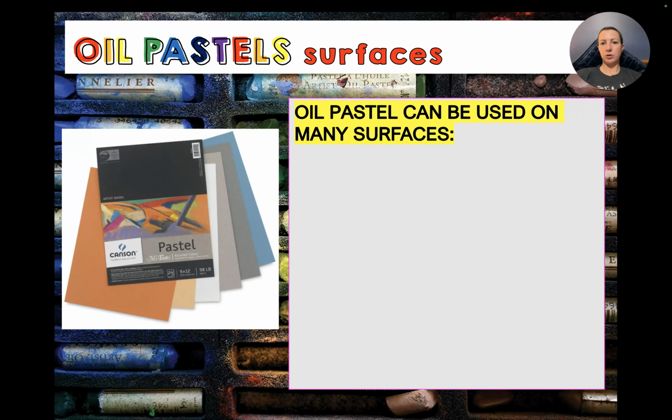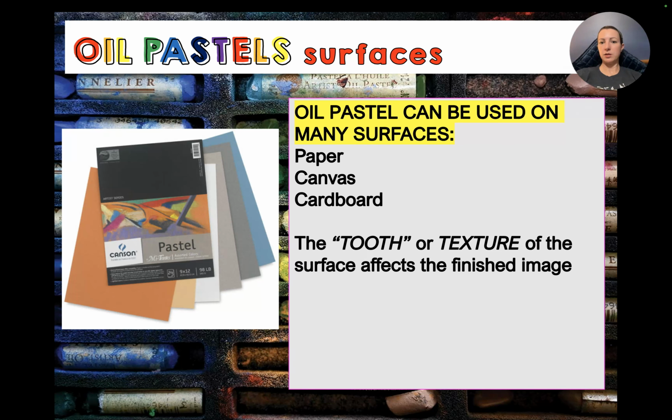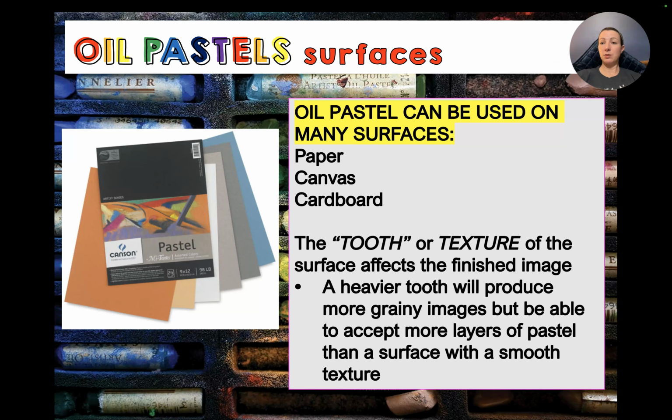So oil pastel surfaces, they can be used on paper, canvas, cardboard, but something you need to think about is the tooth or texture of the surface, because that's going to affect how your finished image looks. If you have something with a heavier tooth or more texture to it, you're going to be able to layer multiple layers of oil pastel, but you're not going to be able to get a detailed image at all. If you have a smoother surface, you might be able to get a little more detail, but you're not going to be able to layer your pastel as well. So really it's just up to the artist what they prefer to work on.